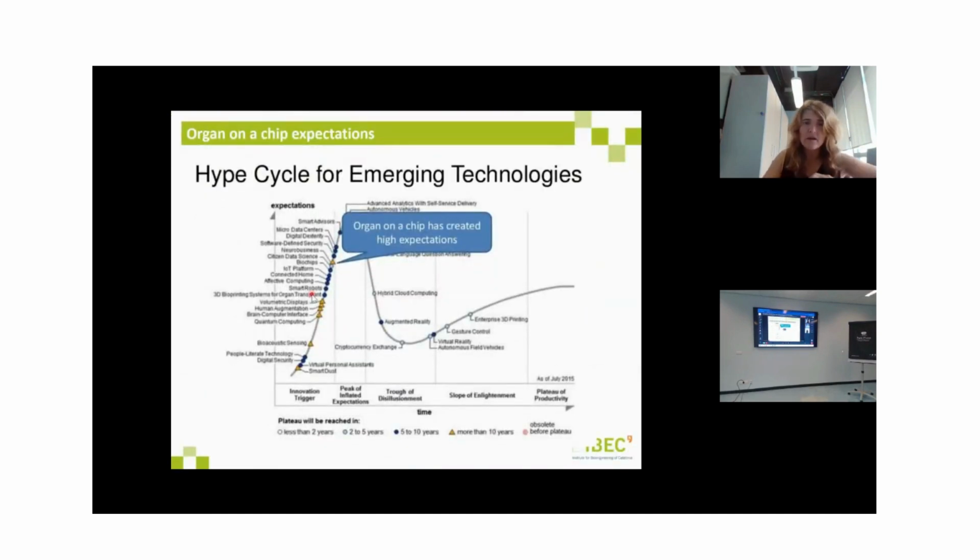If we look at the hype cycle of emerging technologies, we are in a very exponential growth of the expectations of this technology. They are relatively young technologies that are growing and evolving with more complexity, and have a lot of expectations for the future, because they could be the key technology for drug discovery.